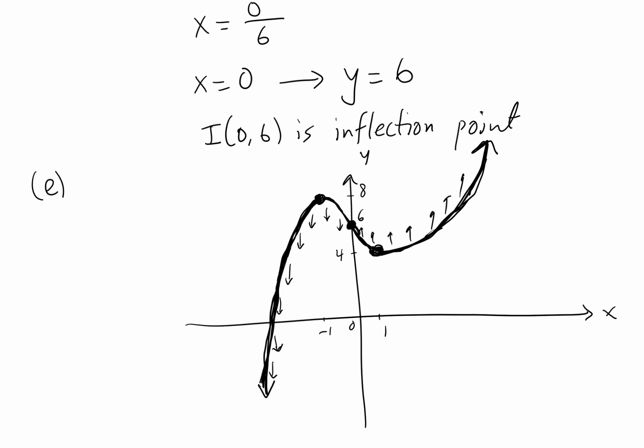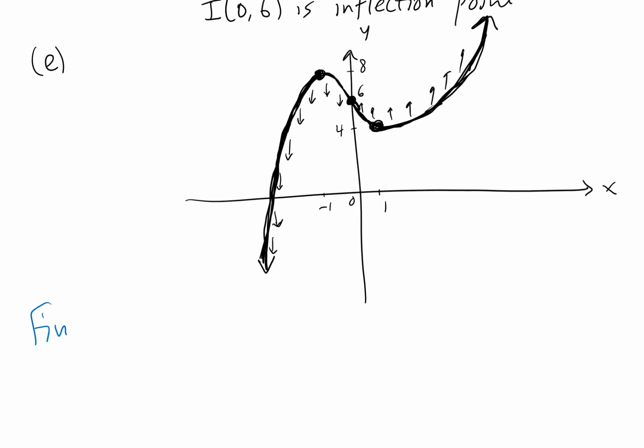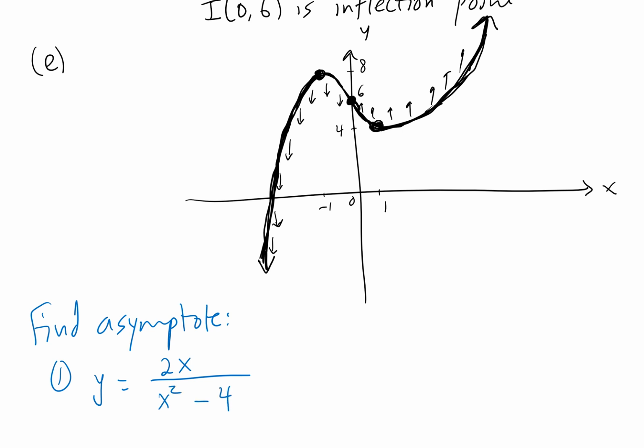That's the graph. Next problem. Find asymptotes as we did last time. y equals 2x over x squared minus 4, and y equals 5x minus 1 over x squared plus 9.